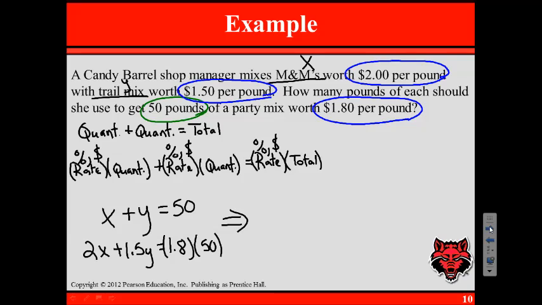Now the only bit of cleaning up I'm going to do right this minute is multiplying the 1.8 times 50, and we'll do the rest of it on the next page. So when we take 50 times 1.8, that gives us 90. Let's use these two equations on the next page to solve for the pounds we want of each candy. So we had x plus y equals 50, and 2x plus 1.5y equals 90.